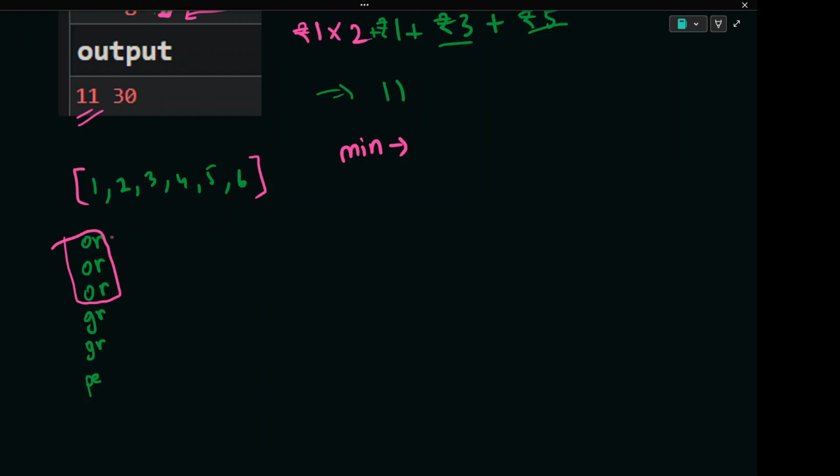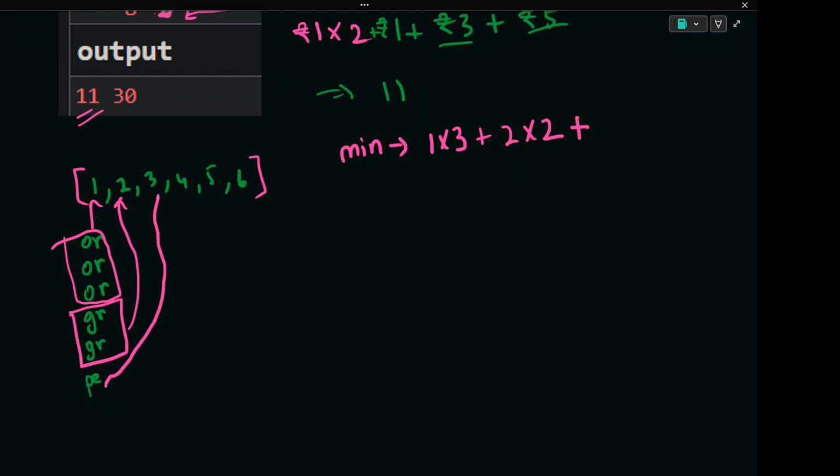1 into 1, correct? Because 1 into 3 will be the minimum. What will you assign to the grapes? 2 into 2, plus 2 into 2. There are 2 grapes, right? Peach will be 3, 3 into 1. Yes, peach. This will be the minimum. For the maximum, what will it be?